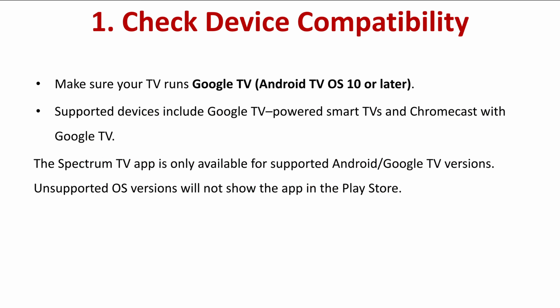So check device compatibility. Make sure your device runs Google TV, Android TV OS 10 or later. Supported device include Google TV powered smart TVs and Chromecast with Google TV. The Spectrum TV app is only available for supported Android Google TV versions. Unsupported OS versions will not show the app in the Play Store.